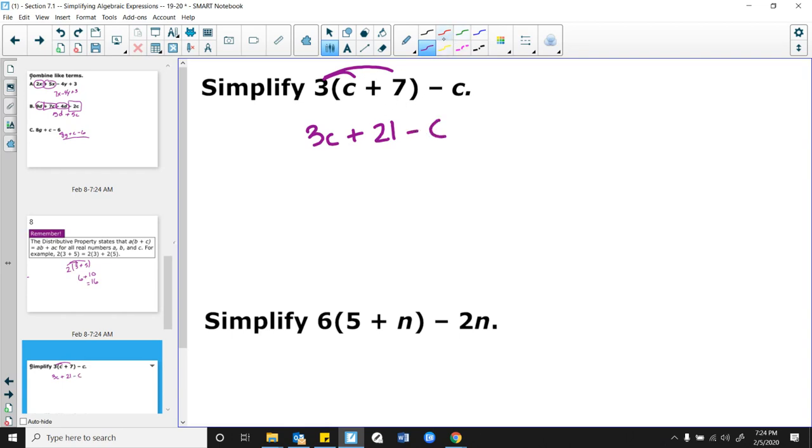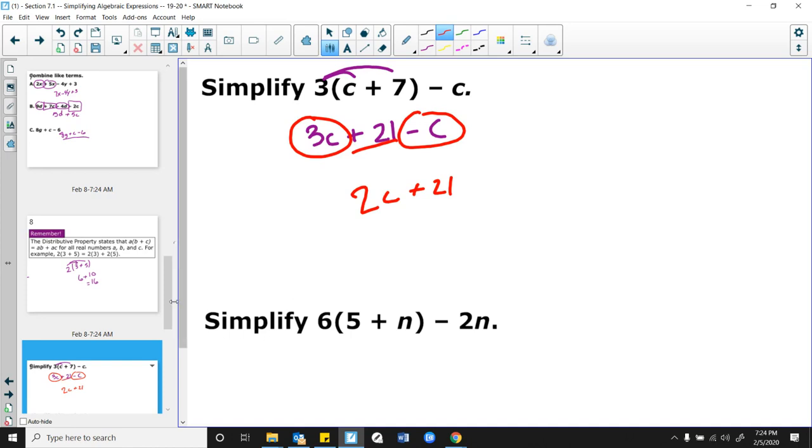Now I'm not done though, because it wants me to simplify it all the way. There's still some simplifying I can do. 3c is a like term with negative c, so 3c and negative c can combine. If those combine, I'm going to have 2c plus 21, because the 21 does not have a like term.